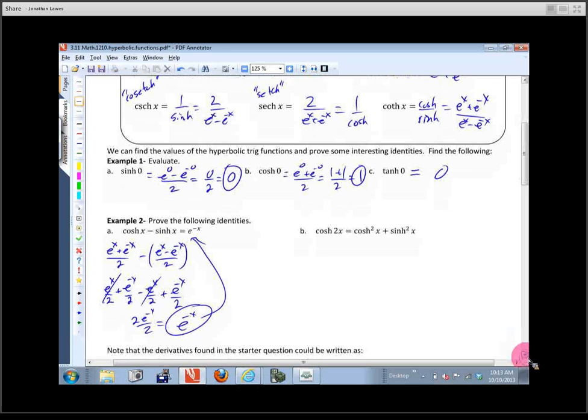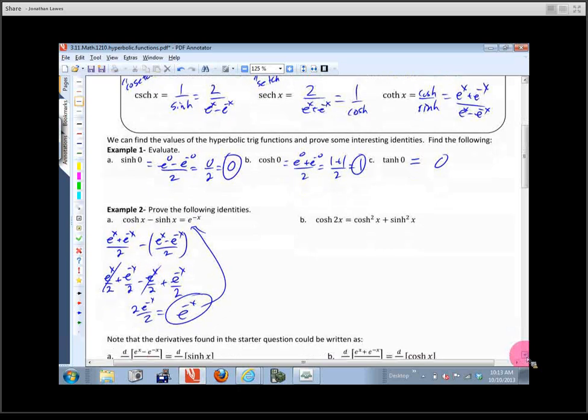Yeah, and that's okay. If you want to just treat them as a common denominator and multiply through, distribute the negative, that would be fine.